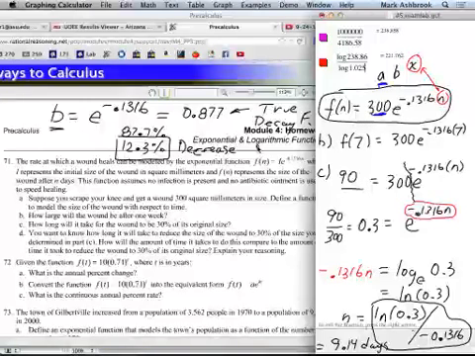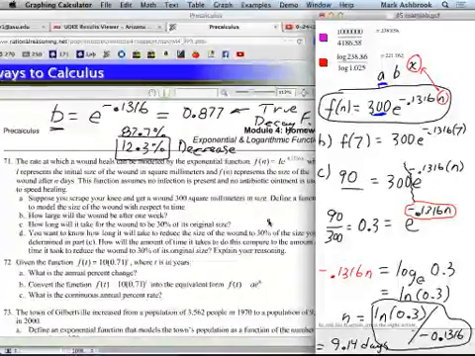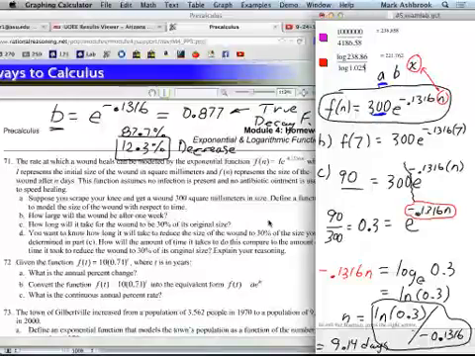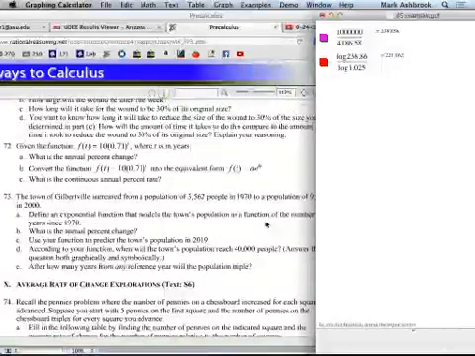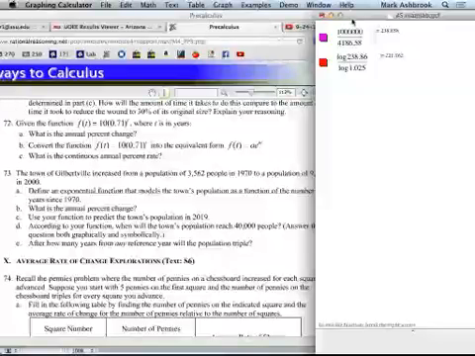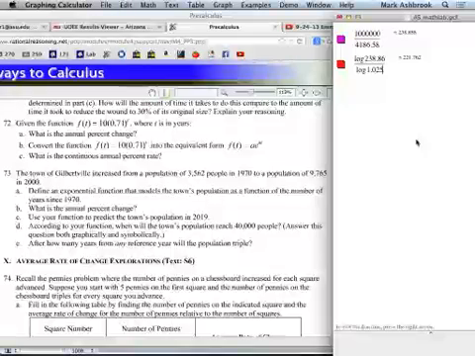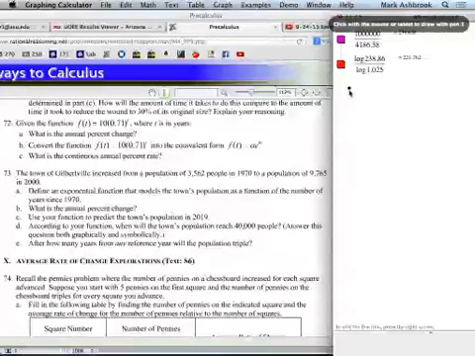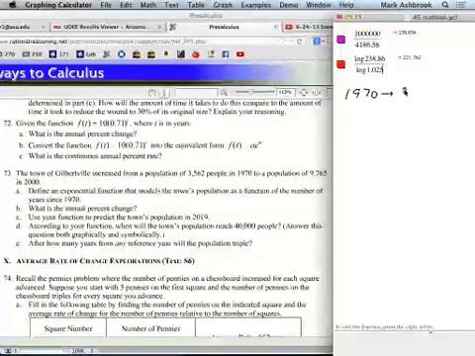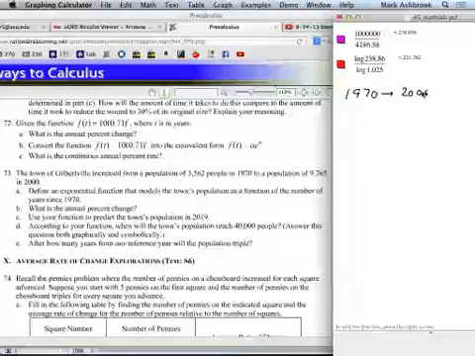Okay, where are we at? Okay, so let's just, in 73, any questions on 71? Anybody have a question? Okay, in 73, it gives you two populations, in 1970 and 2000. So what can you start by getting? What's the first thing we can get easily? Which growth factor? 30. So this is 30 years.